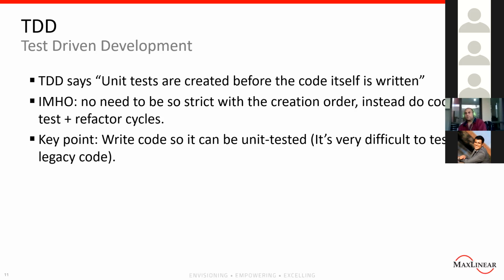The key point here is to write code so it can later be unit tested. That's the reason we are going to talk about this later on. And this is also the reason why it's very difficult to unit test legacy code, because it hasn't been written so it can be unit tested.